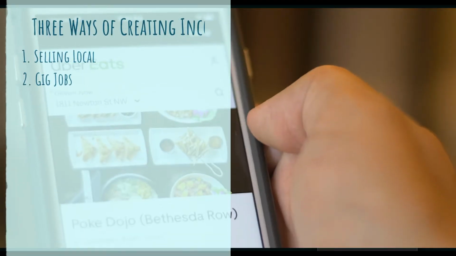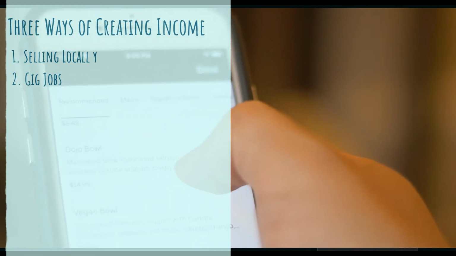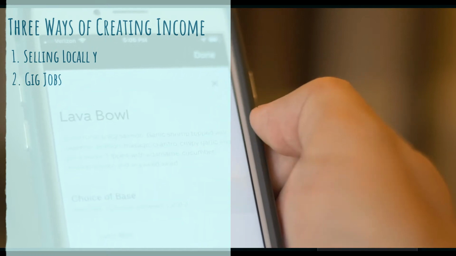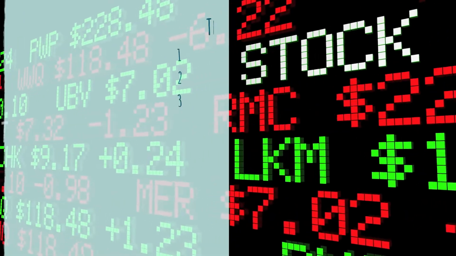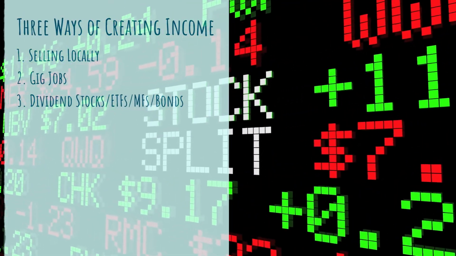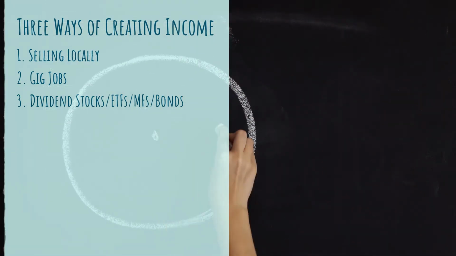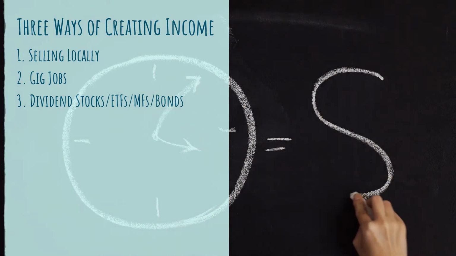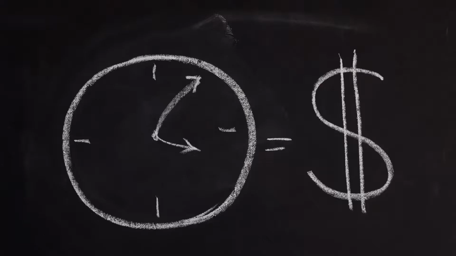The second method that I mentioned was related to gig jobs like driving for Uber or Lyft, Uber Eats, any of those gig jobs. And the third method was investing in stocks or ETFs that bear dividends. When we analyze all these 3 methods, you'll find that the first 2 methods are tied to active income and the third one is passive income.